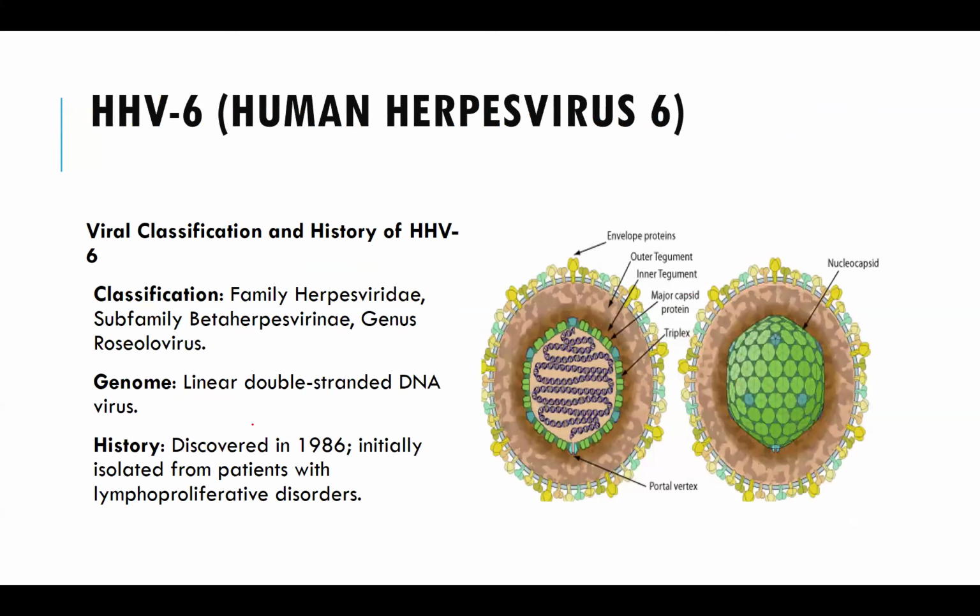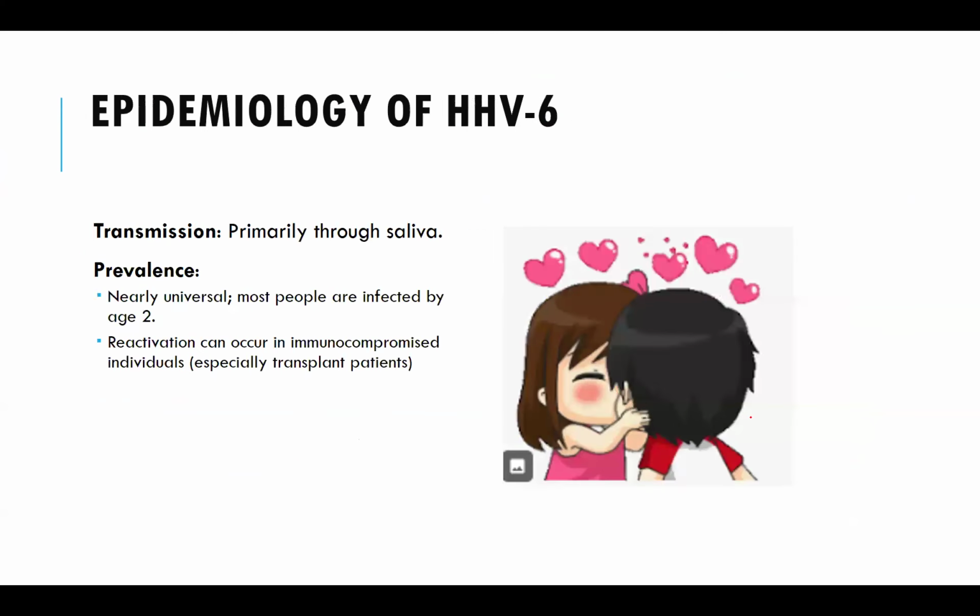So you go to the next one, which is human herpesvirus number 6. This one is still in the beta herpesviridae family, so it still has a linear double-stranded DNA just like the rest. It was first described in 1986, initially isolated from a patient who had a lymphoproliferative disorder. And this is the structure that we have already looked at.